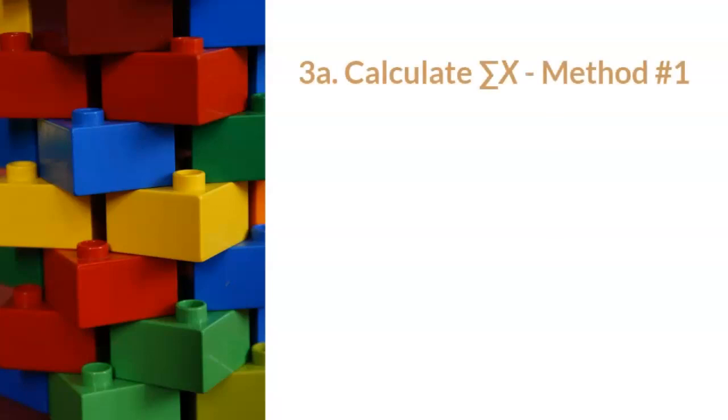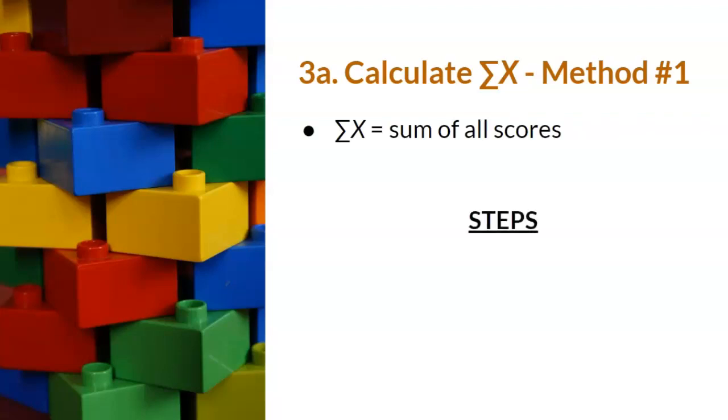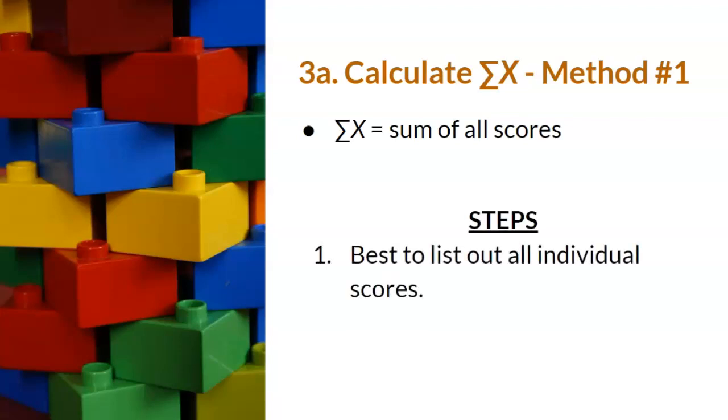Well, let's take it up a notch. In a previous lecture video, you learned about sum of x. There are 2 methods to calculate sum of x. Method number 1 is the longer version, yet it helps students understand what sum of x is asking for in an ungrouped frequency table. Recall that sum of x is referring to the sum of all the x scores. Step 1 is to list out all the individual scores from the ungrouped frequency table. Step 2 is to calculate sum of x.